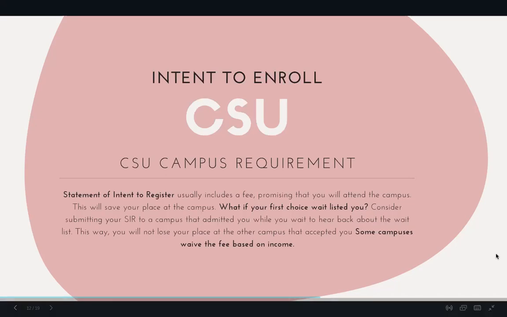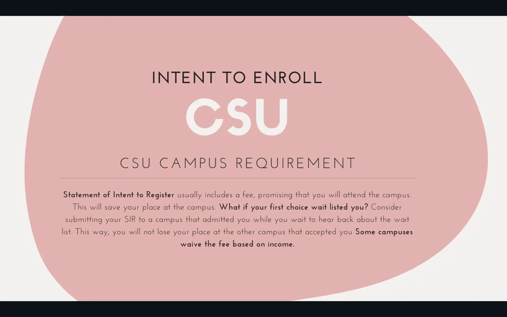And then your intent to enroll for CSU. So your statement of intent to register usually includes a fee depending on the campus. So I'll give you an example. Cal State Northridge normally doesn't charge a fee, which is wonderful. Very transfer friendly. Cal State LA, sometimes you can get a fee waiver. Dominguez Hills, sometimes they'll waive the fee if you have an EFC on financial aid, or estimated family contribution, of 0.